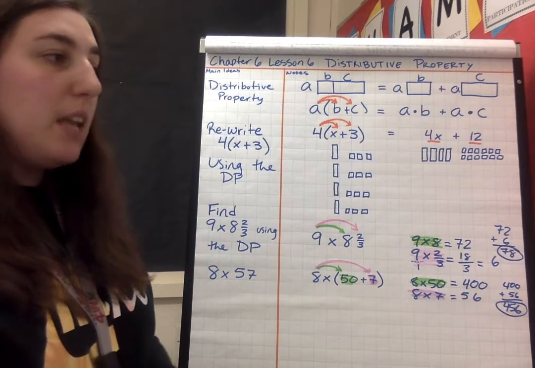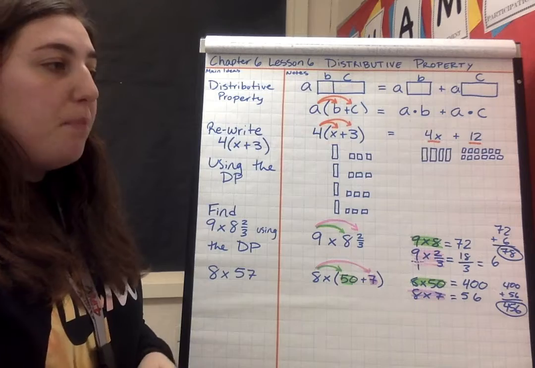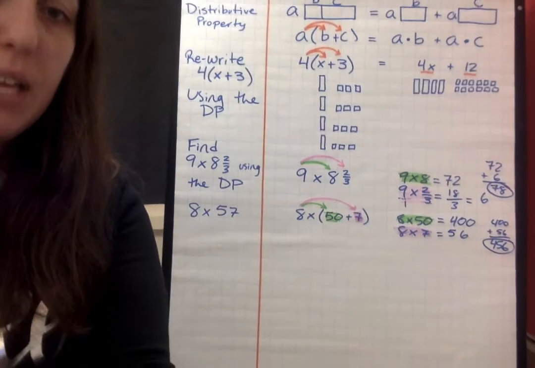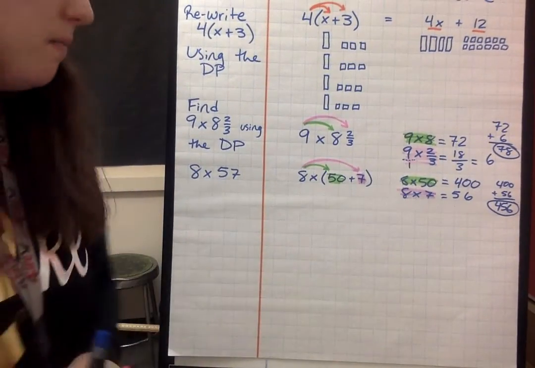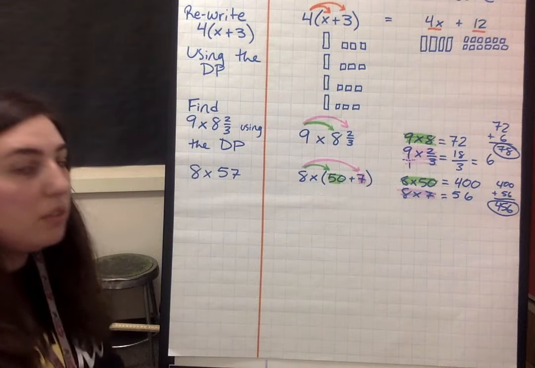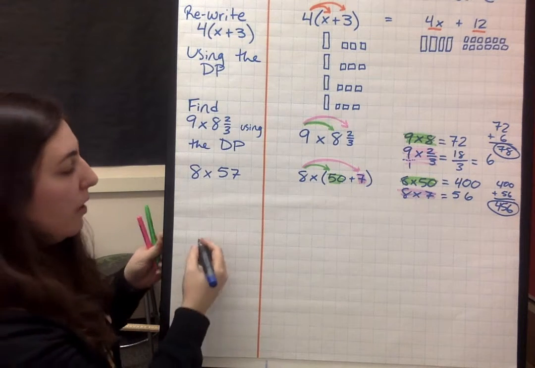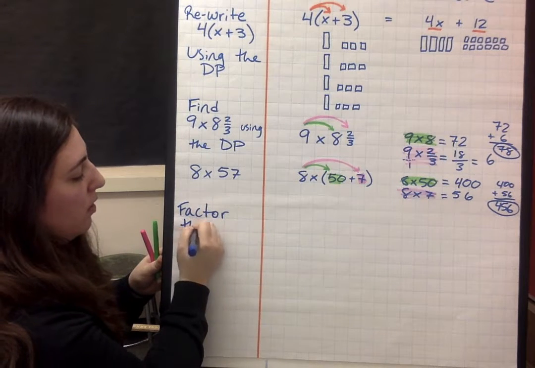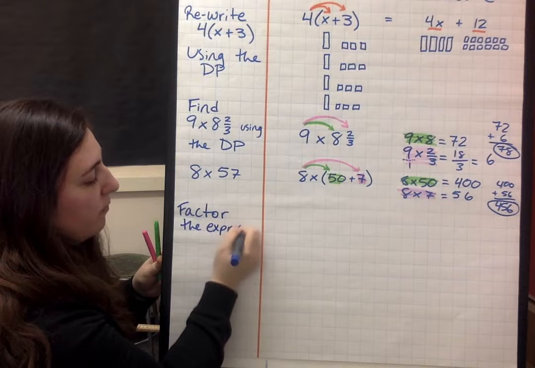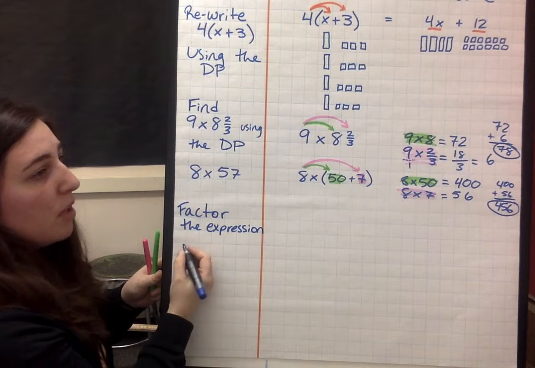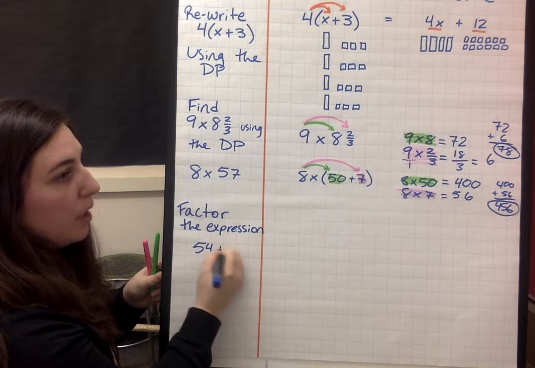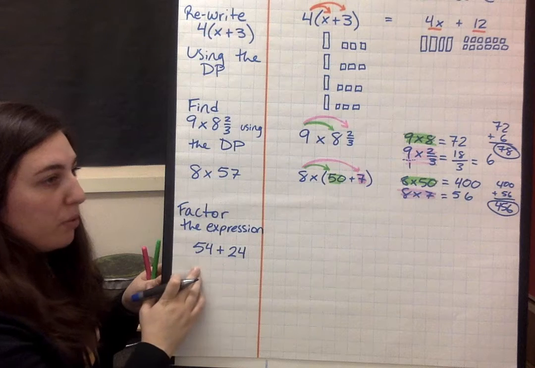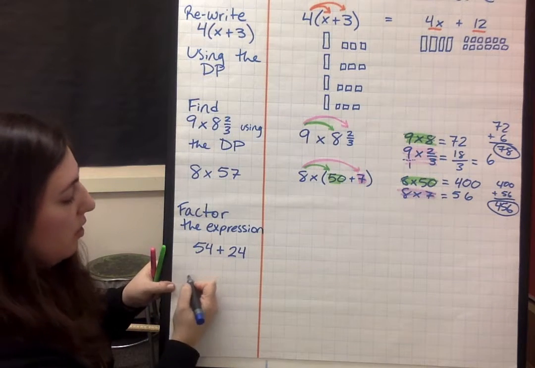This is something different than we've done before. You'll remember some of the steps and how to do it, but it's going to be a little different, and it's something that you should pay close attention to. So we are now going to factor the expression 54 plus 24.